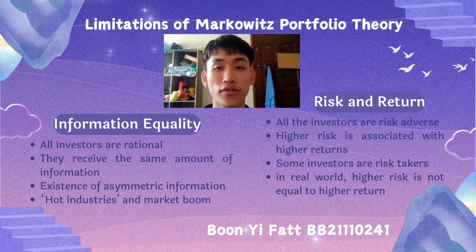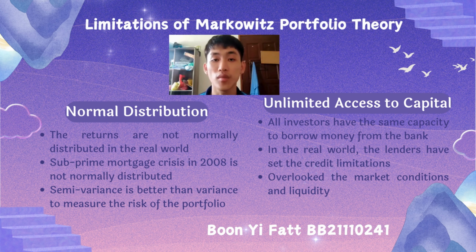They will only do so if they are compensated with higher returns. However, in the real world, some investors may like to challenge themselves by taking the risk to get the high returns. In fact, when the investor takes high risk, it doesn't mean that they will get the high returns. There's a high probability they might lose their money in the investment. Furthermore, the returns are not normally distributed in the real world. The subprime mortgage crisis in 2008 is one of the unexpected economic events that is not normally distributed.